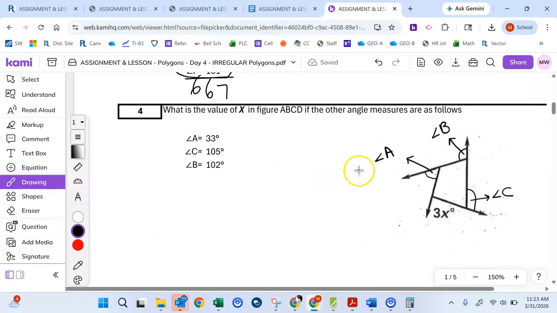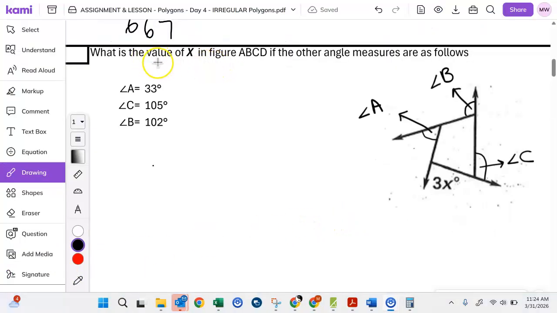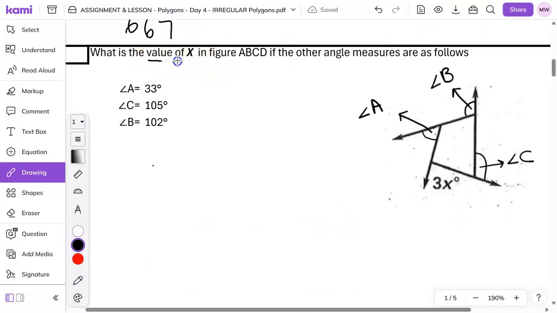All right, finally, we have a problem like this. This is a little bit different, it's a little bit challenging, but we're going to use what we know about exterior angles. So when you get a question like this, it's not asking us for an angle, it's asking us for the value of x, right? Well, what is x? X is right here, right? That's not an angle. 3 times x would be the value of the angle, but we want x, okay?